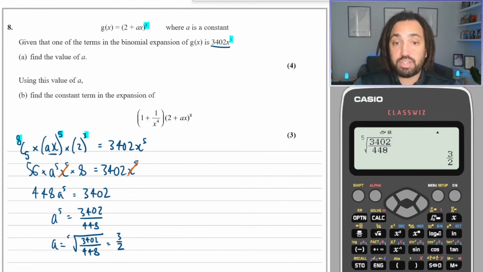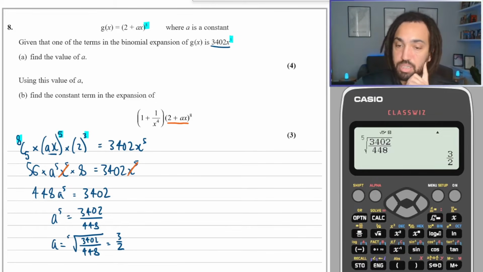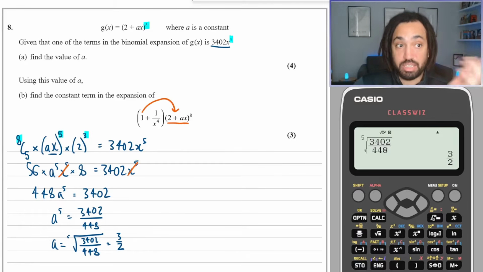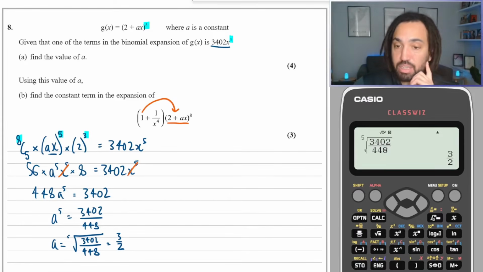Okay, using this value of a, find the constant term in this expansion. Right, tricky questions. I know students don't like these types of questions. We've got to think about where the constant term comes from when we expand this. So this is going to give us loads and loads of terms. And then we're going to multiply each of those by 1, because 1 is in that bracket there.